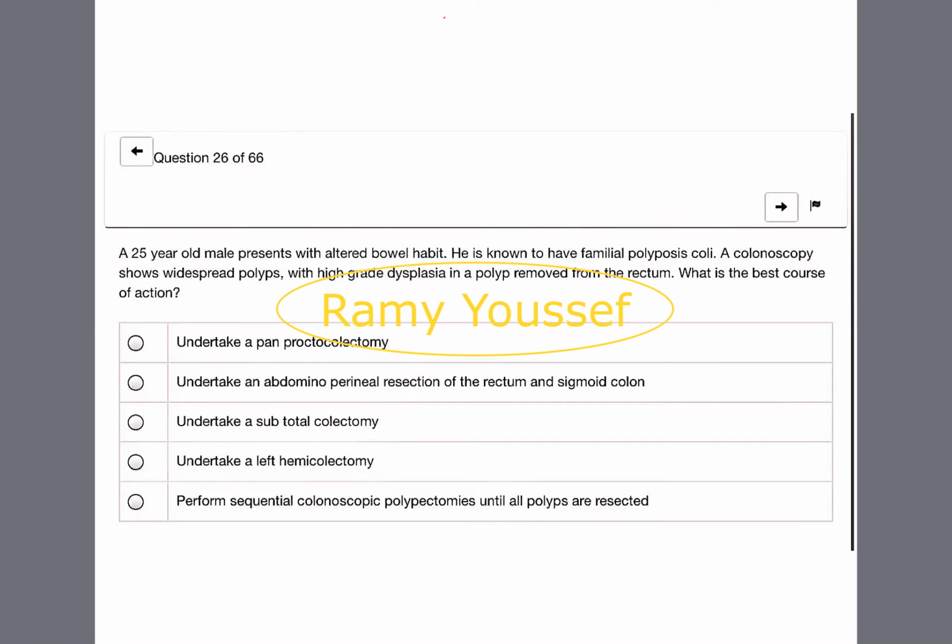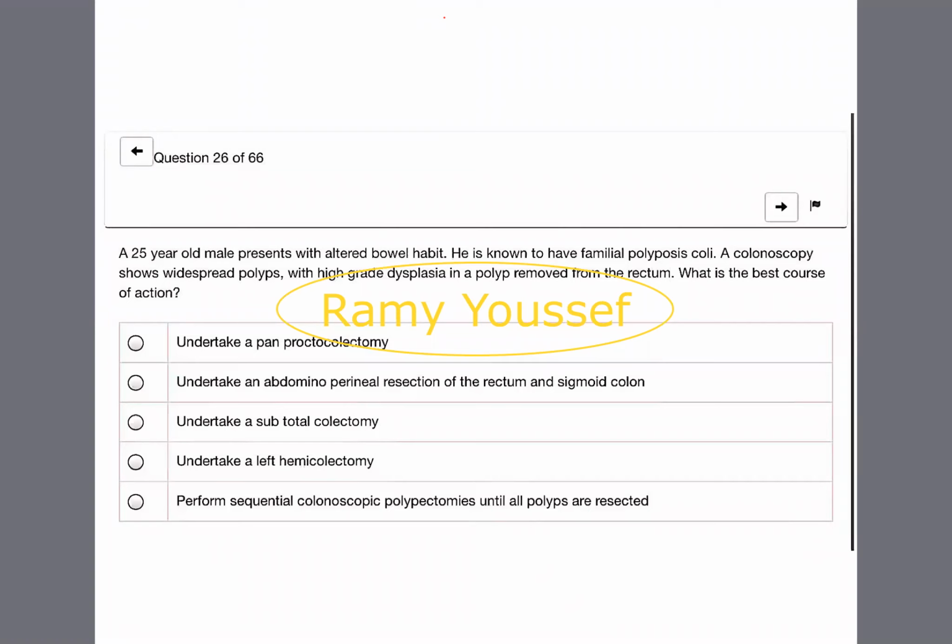Familial polyposis coli, widespread, panproctocolectomies. There's nothing conservative in the choices. You'll go conservative for a patient with familial polyposis coli, 25 years old? I think it's the patient's decision. And the patient presents with high-grade dysplasia. Okay, so panproctocolectomy. Yes. Panproctocolectomy is the protocol for a patient with familial polyposis coli.